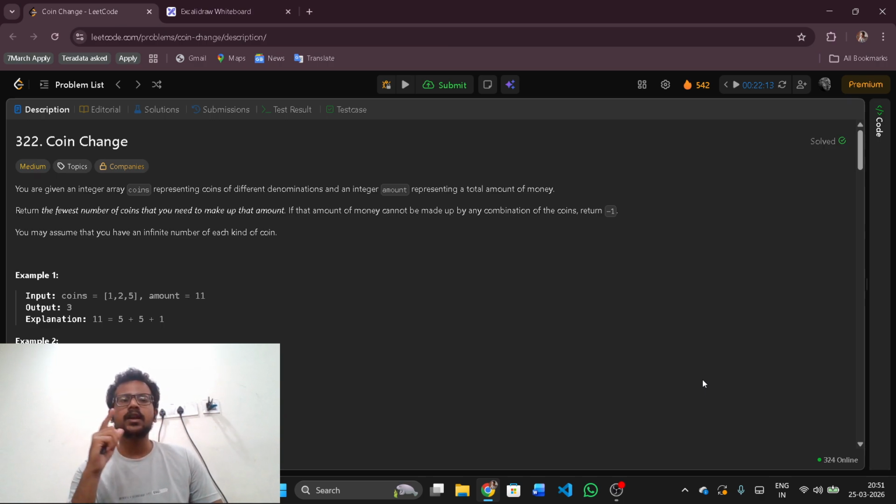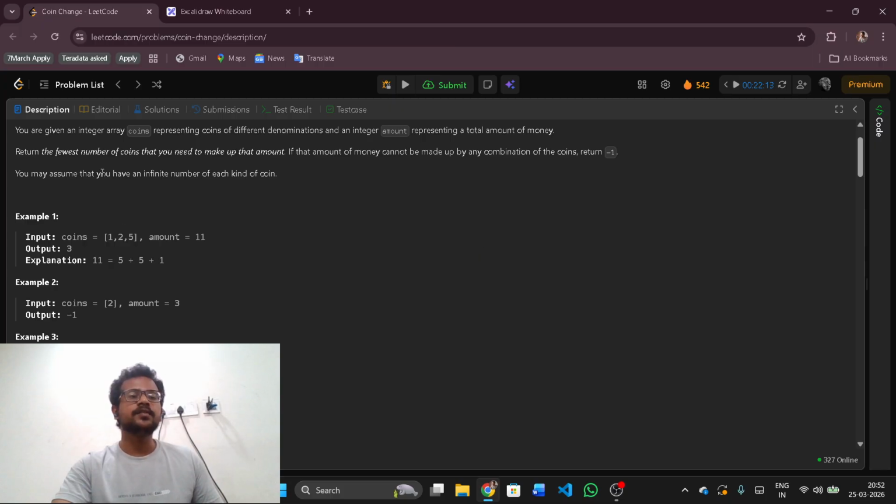Coin change. You are given an array of coins. These coins can be anything, not only 1, 2, and 5; in real life, it can be 1, 3, 20, 40, anything, right? Of different denominations, and an integer amount representing the total amount of money which you have to make. Return the fewest number of coins that you need to make up that amount. So we need to take the minimum number of coins and make that amount. If that amount of money cannot be made up by any combination of the coins, return -1. You may assume that you have an infinite number of each kind of coin, as I said.